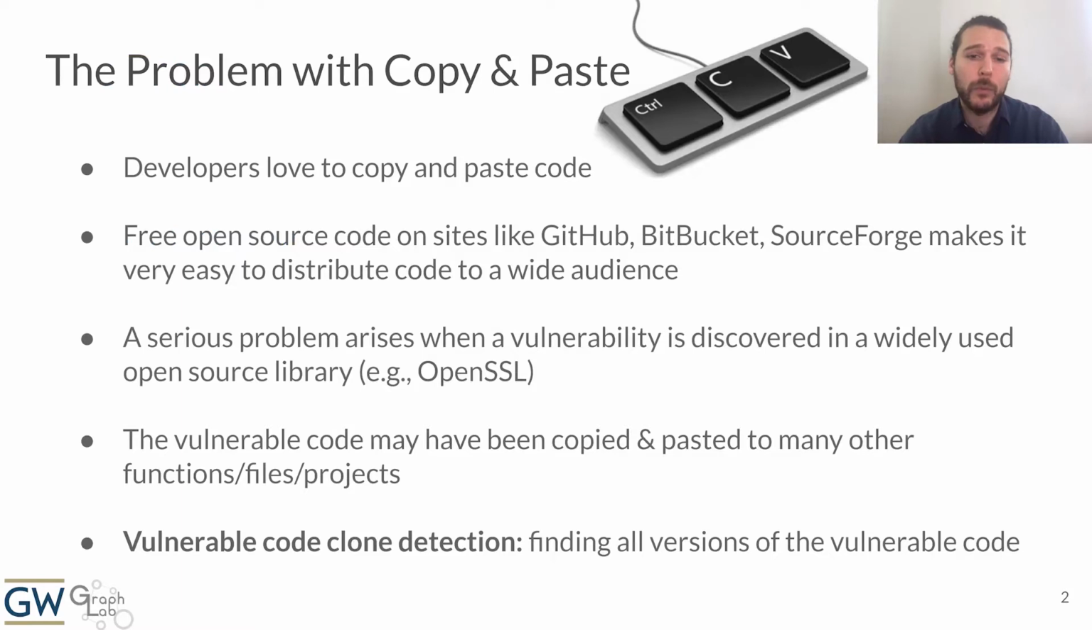Let's first talk about the problem with copy and paste. As we know, we developers, we love to copy and paste code. Open source repositories like GitHub, Bitbucket, and many others make it very easy to distribute our code to a wide audience. However, this causes a serious problem when a vulnerability is discovered in a widely used open source library, for example, OpenSSL, because it's possible that the vulnerable code in question has been copied, pasted, and even modified in many different functions, files, and projects.